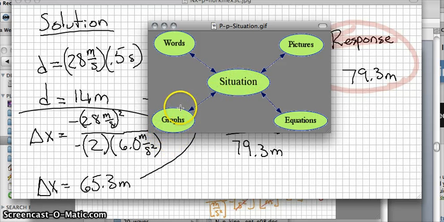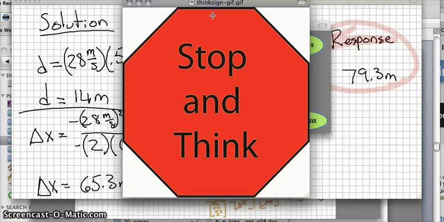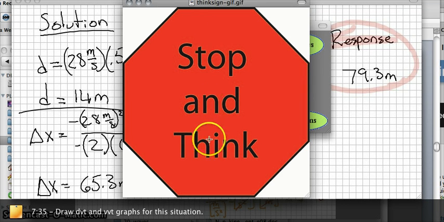We're now going to look at, I want you to think about, what the graphs would look like for this if we were to draw, let's say, a distance versus time and a velocity versus time graph. So let's have you go ahead, stop and think, and draw a distance versus time and a velocity versus time graph for this particular problem.